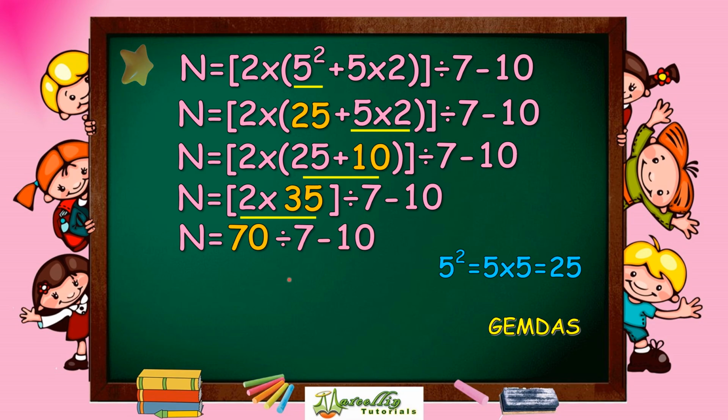Next, we have division and subtraction. Division comes first before subtraction. So let's divide 70 by 7. So that is 10. Then let's copy minus 10. Now we have 10 minus 10, and that is 0. Our final answer is 0.